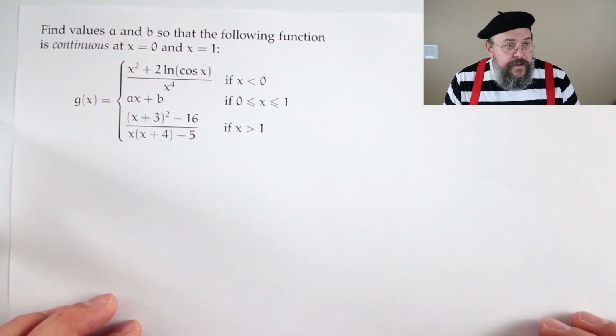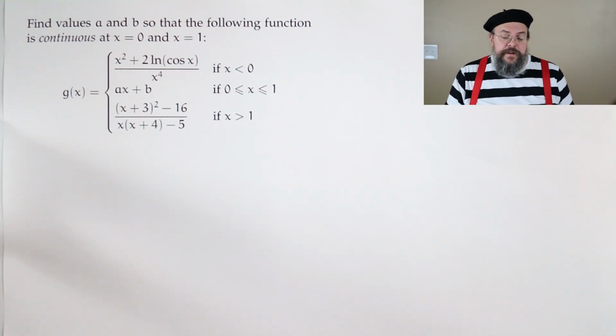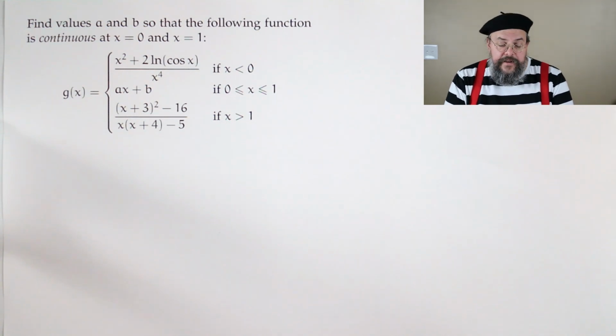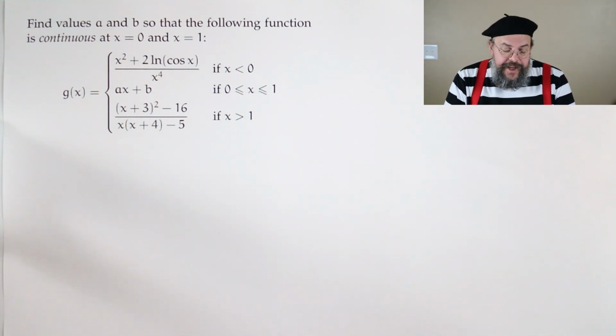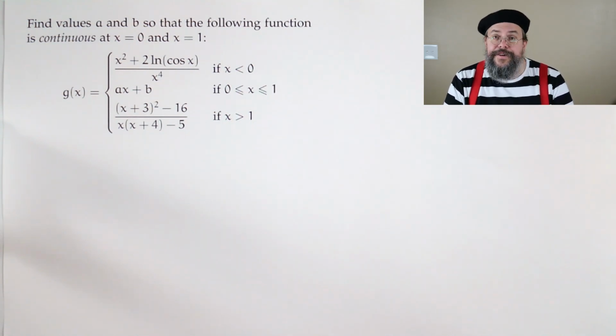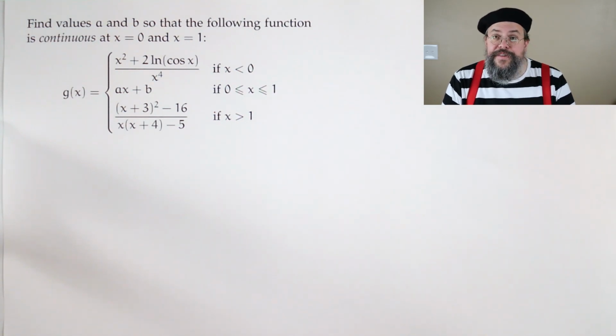All right, good. So, our next problem. Find values a and b so that the following function is continuous at x equals 0 and x equals 1. Okay, so there's our function. Wow, what a function. This is going to be interesting. Well, let's see what happens.